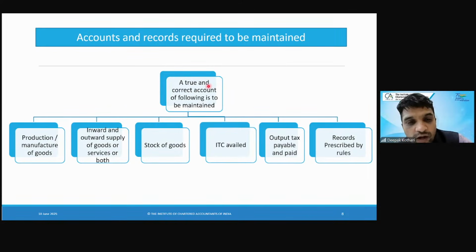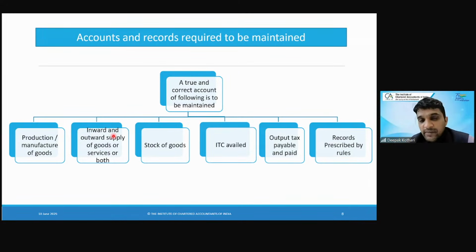You should maintain a true and correct account of the following: production or manufacturing of the goods, inward and outward supply of goods. This will apply even for a manufacturer. So he will take raw materials, process it and sell it. So all the stock records of the raw materials have to be maintained. All the particulars of inward and outward.